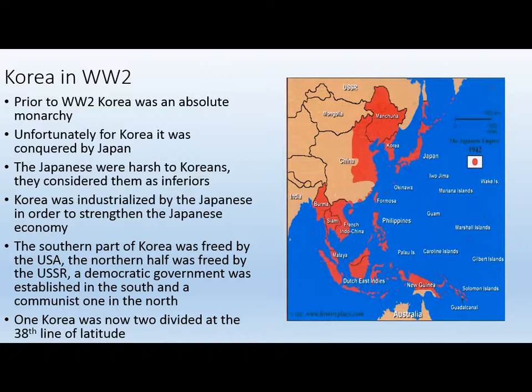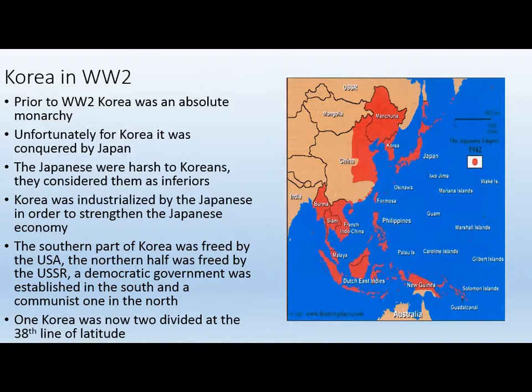And they really go into Korea because they want raw materials, especially coal. North Korea especially is filled with lots and lots of coal. Japan wants the coal to fuel its factories. Korea is industrialized by Japan in order to strengthen the Japanese economy. So if we're going to start mining coal in Northern Korea, we might as well start building our factories there too to produce our weapons of war. It's exactly what the Japanese do.